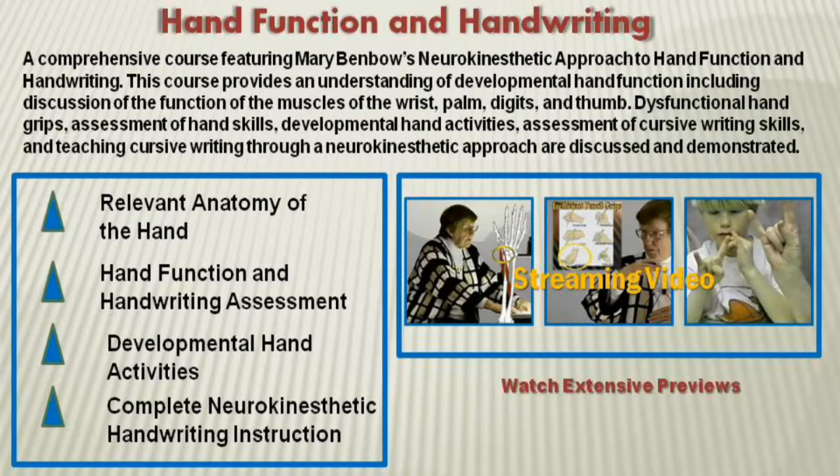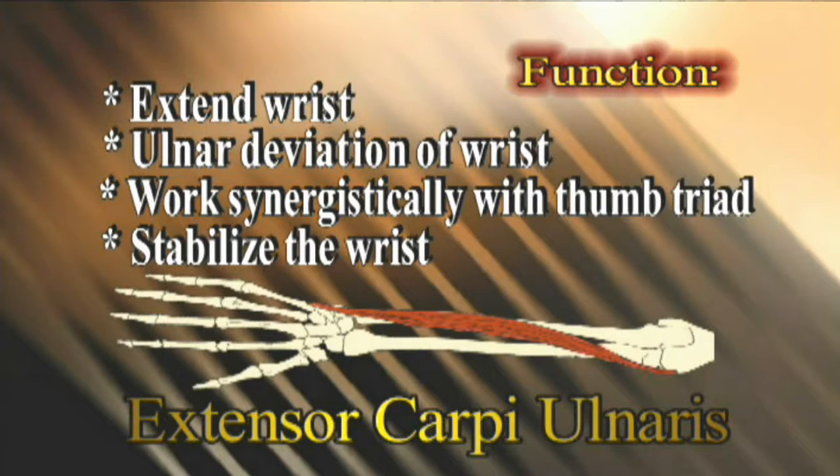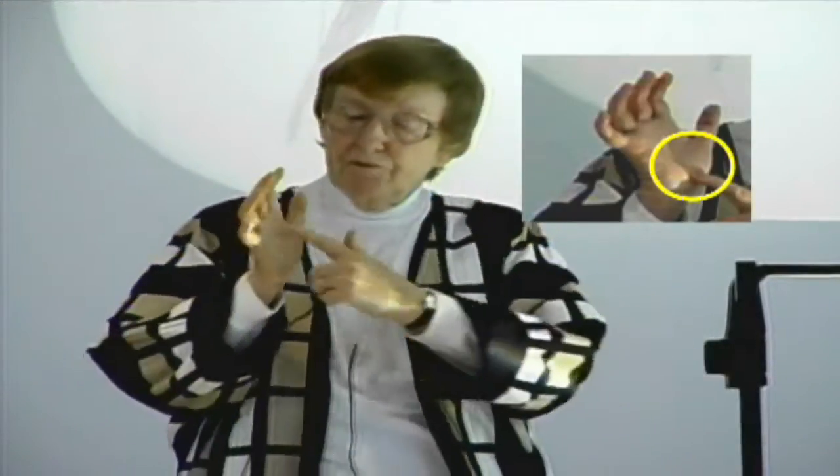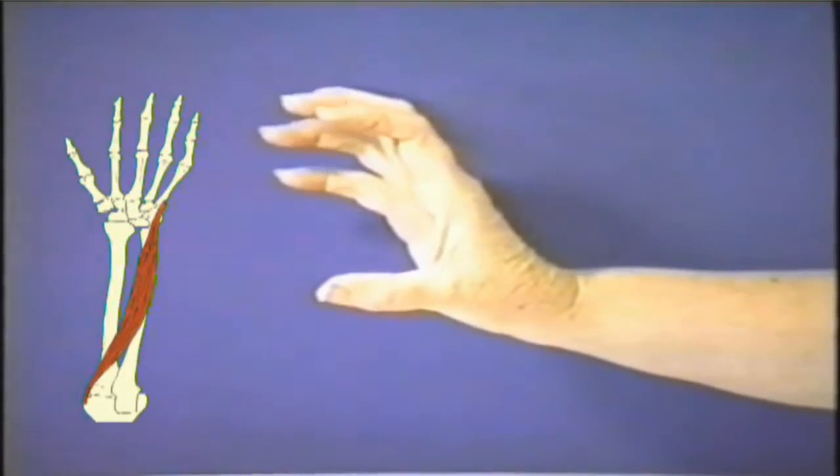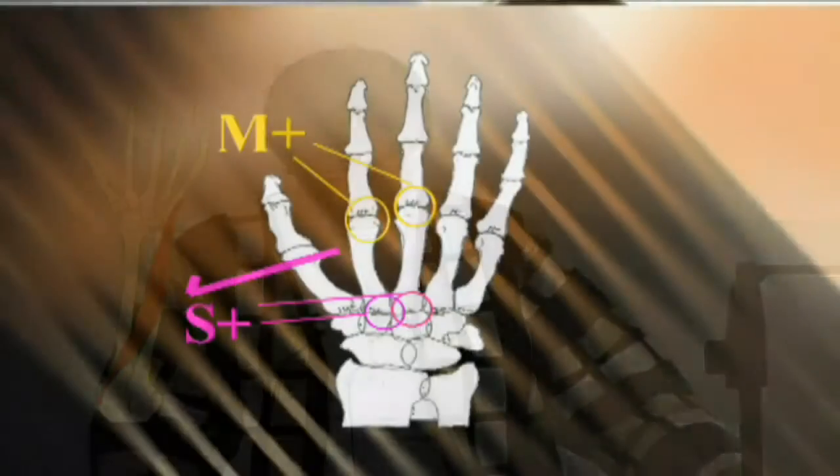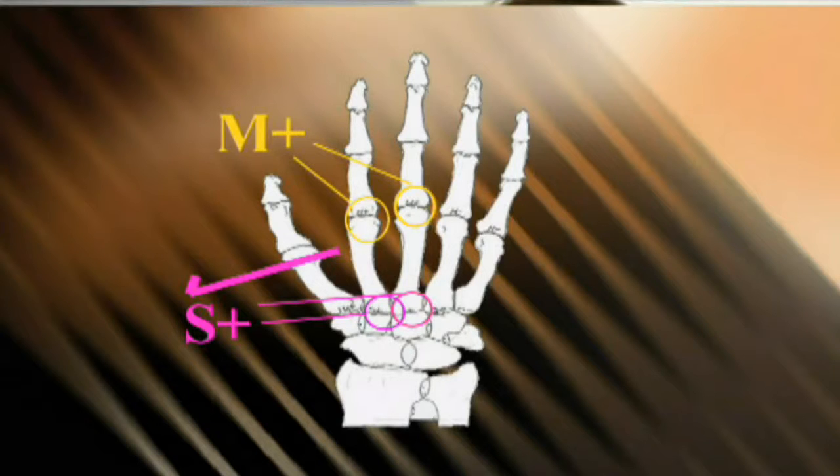Developmental hand function and handwriting. We want to pay particular attention to the fact that the extensor carpi ulnaris works synergistically with the thumb triad. Thumb triad being right here, where the three skill muscles of the triad are located. So this muscle is going to work synergistically with it. And it's going to do it by stabilizing the wrist when the thumb side or the radial side of the hand is used for skill. So we have this point of stability, this point of stability. And now we can have control, mobility, and motion here.